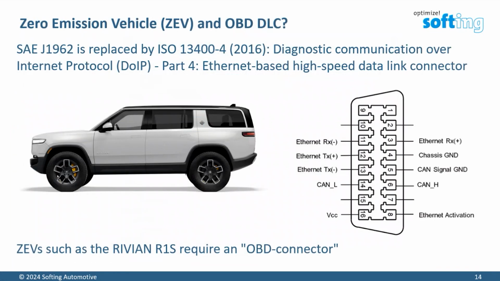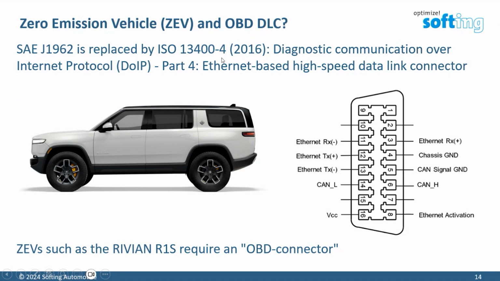In the past, we remember that vehicles with OBD system come with an OBD connector. The specification of this connector is J1962, and of course, this also has to be replaced because the J1962 does not contain any communication over IP. So this J1962 will be replaced by an ISO standard, and that is ISO 13400 Part 4.